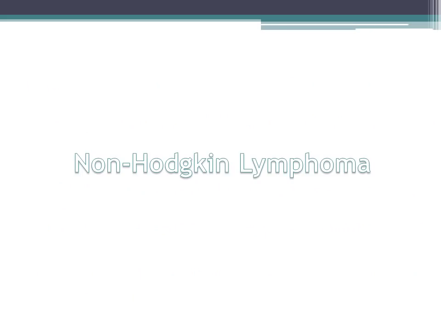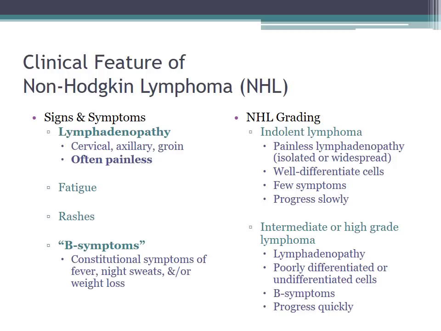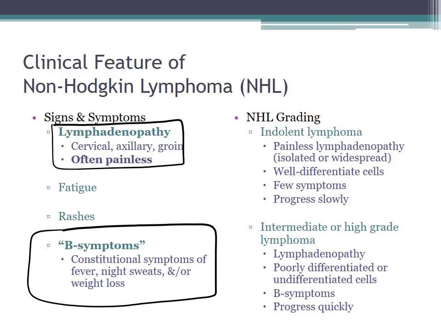Non-Hodgkin's lymphoma. Most non-Hodgkin's lymphomas will present with a painless lymphadenopathy, and these are typically seen in the cervical, axillary, or groin regions. Patients may also complain of fatigue or rashes, and about half of patients will also have B symptoms, and these are constitutional symptoms which can be fever, night sweats, and or weight loss, and this weight loss would be greater than 10% of the patient's body weight over less than a 6-month period.